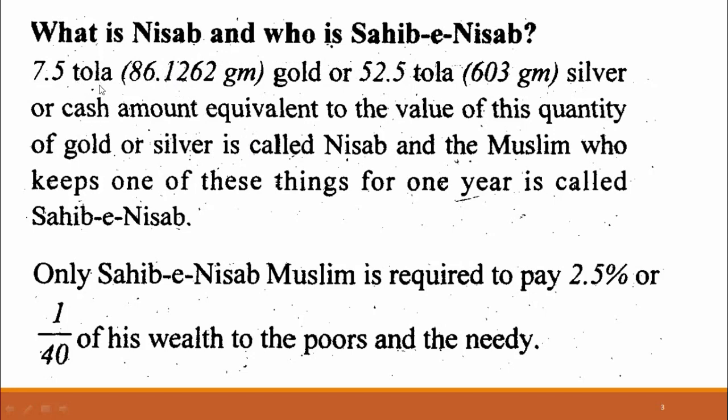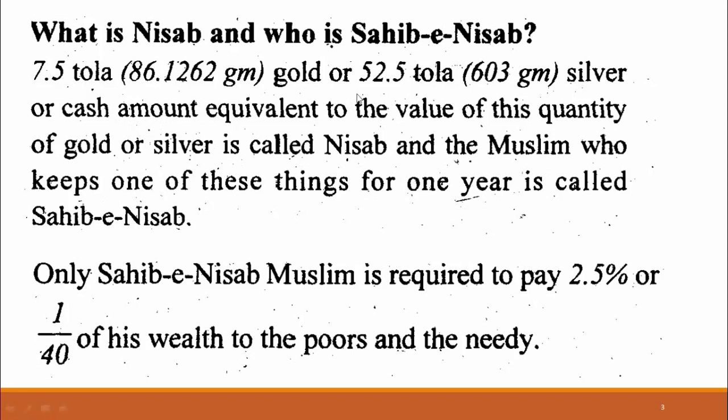7.5 tola means 86.1262 gram gold, or 52.5 tola means 603 gram silver, or the cash amount equivalent to the value of these quantities of gold or silver is called Nisab for the Zakat. And the Muslim who keeps one of these two things for 1 year is called Sahib Nisab for Zakat.